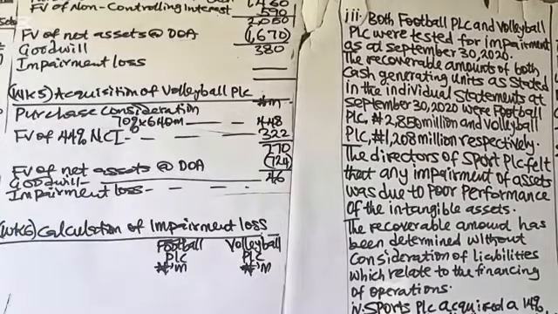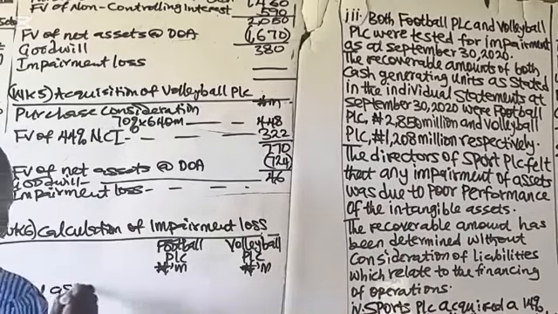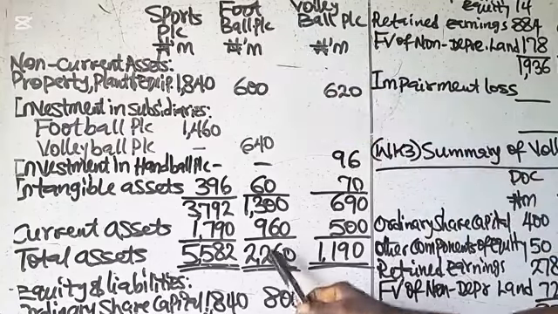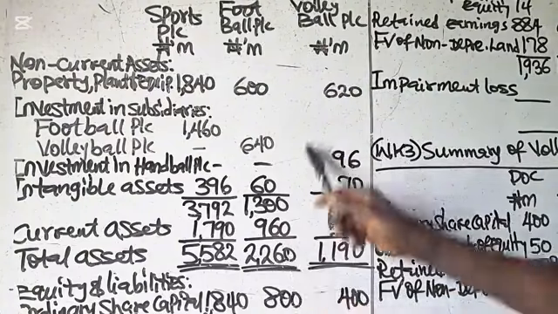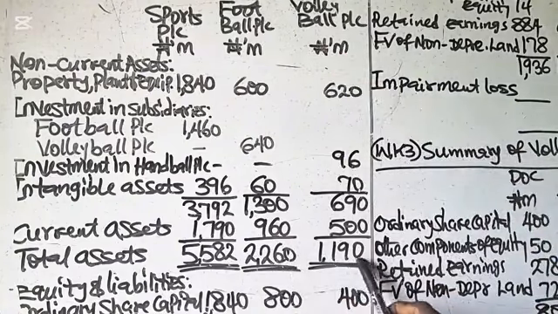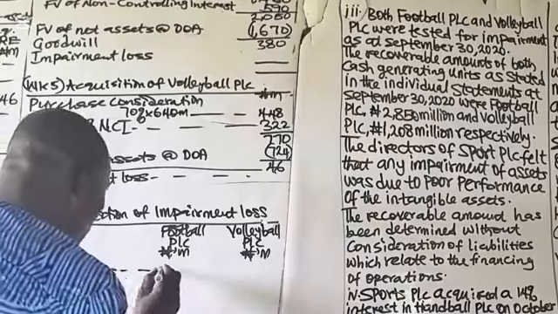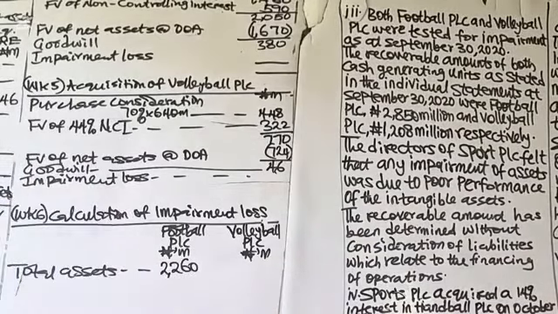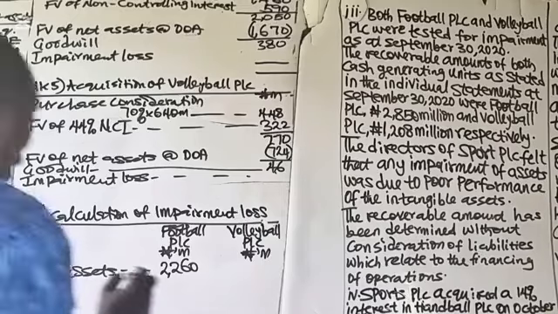Now, let's go through the statement of financial position of each of the entities. Then in the statement of financial position, you have total assets. From the statement of financial position, Football total asset is 2260. That of Volleyball is 1190. Total assets of Football is 2260. Now that of Volleyball amounted to 1190.